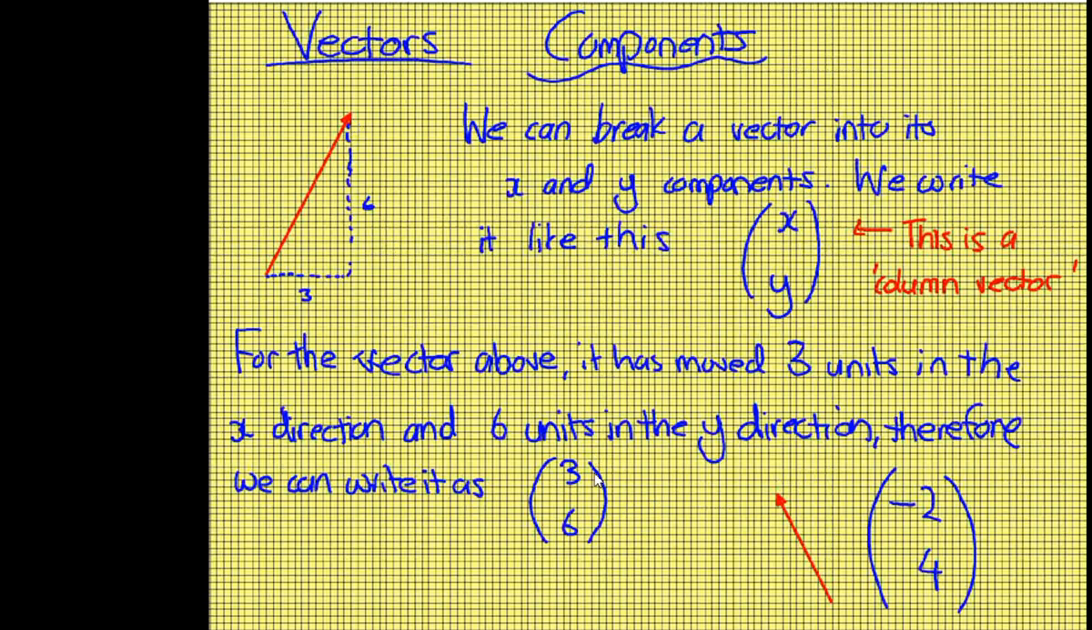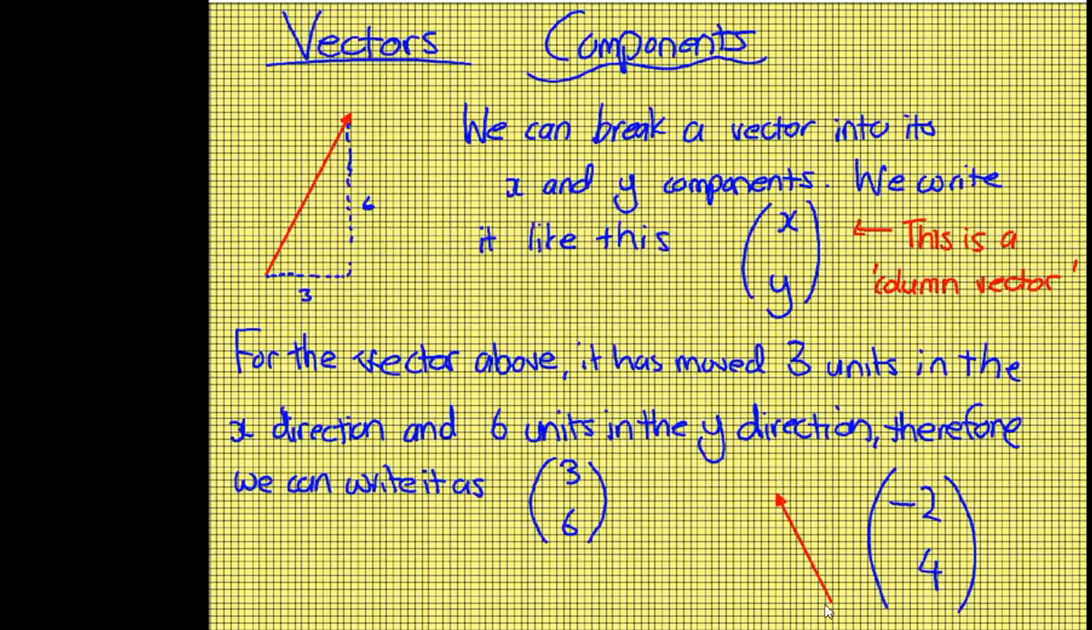If you wrote it as 6, 3, that would be wrong. It has to be the horizontal first, the x direction, and then the y direction. If it moved left instead of right, it would be negative 3. If it moved down instead of up, it would be negative 6. So here's another one going this way. It's gone 2 units to the left and 4 units up.